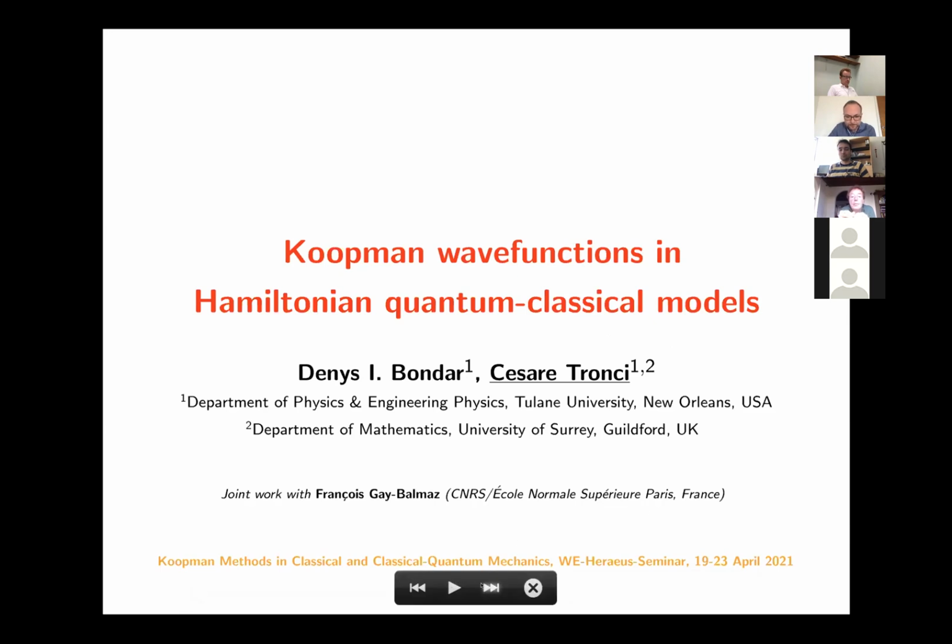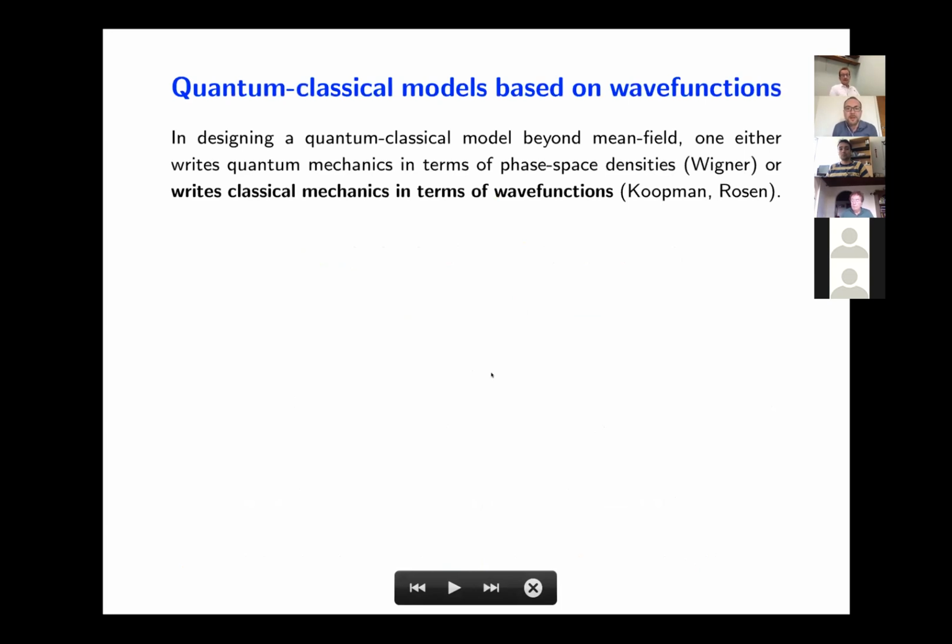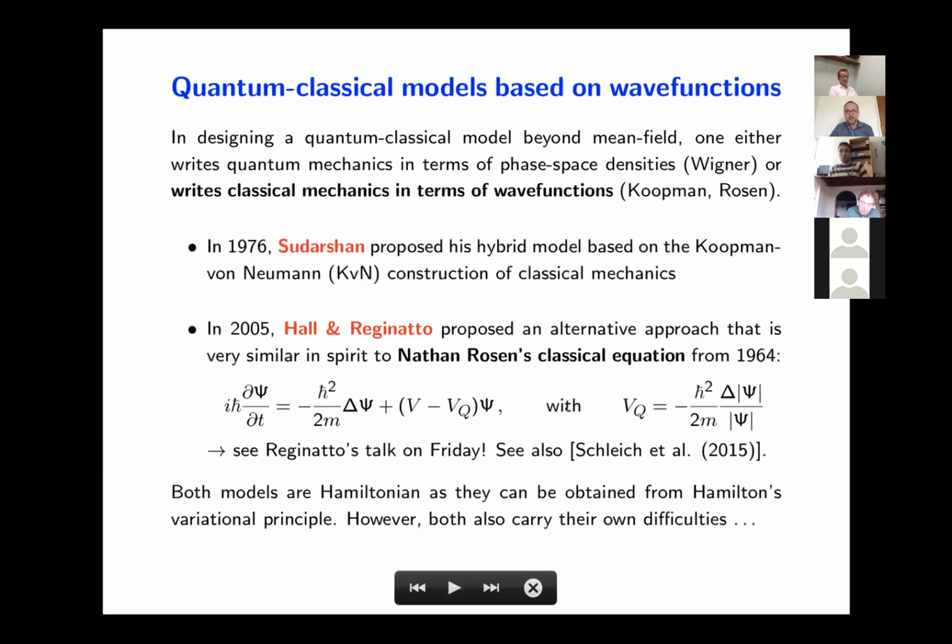I will restrict myself to talking about quantum-classical models based on wave functions, as opposed to quantum-classical models based on phase space densities or density matrices. I'm aware of two classes of models. One was by Sudarshan in '76, based on the Koopman-von Neumann approach that Dennis just introduced. The other one, which has not been referred to so far in this meeting, is due to Hall and Reginato, who proposed an alternative going back in spirit, at least, to Nathan Rosen's classical equation from '64.